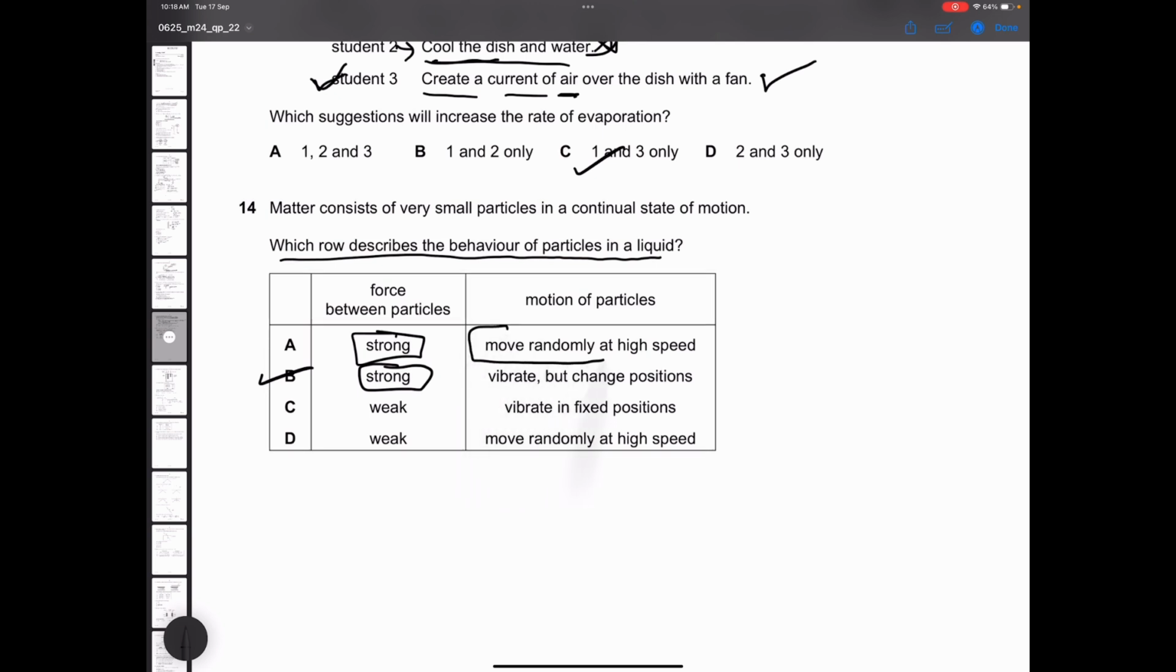See, option A is suggesting move randomly at high speed. This is not what liquids do, this is what gases do. Vibrate in fixed position, this is done by solids, not liquids. So the correct answer is option number B.